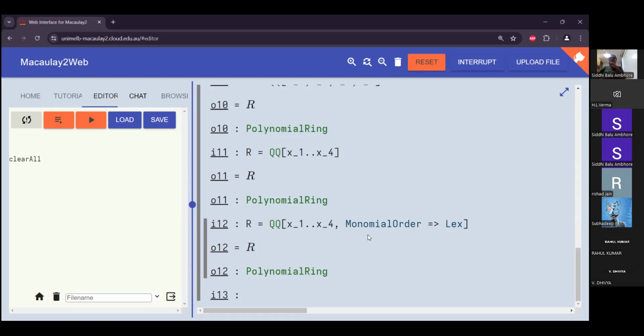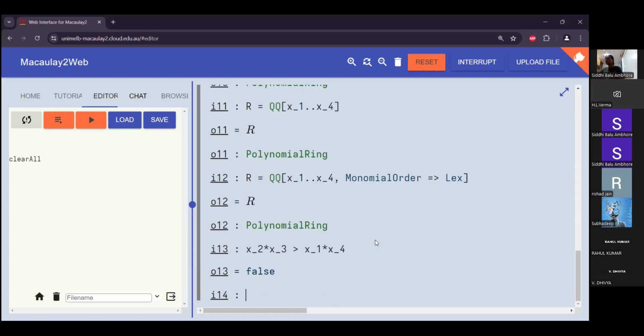And now these polynomials I want to check. These were the polynomials, x1, x2, and x3. We have to check whether this x2, x3, where multiplication is given using this asterisk mark, is largest. So let us check whether x2, x3 is greater than x1, x4, and we will see. It shows false. So x2, x3 is not larger than x1, x4.